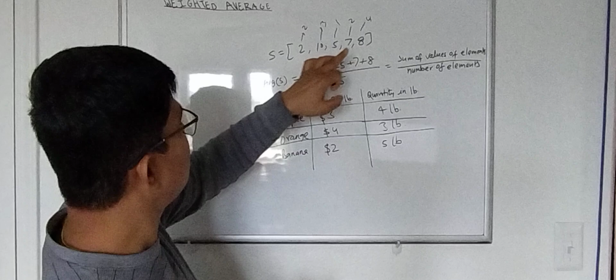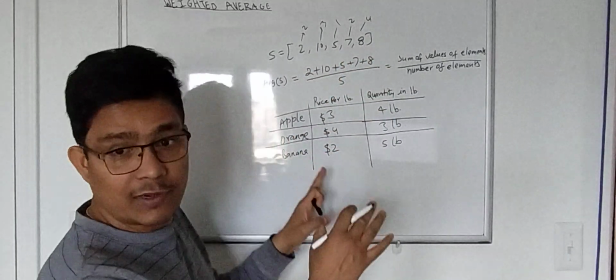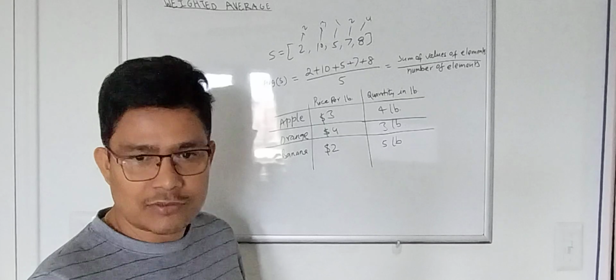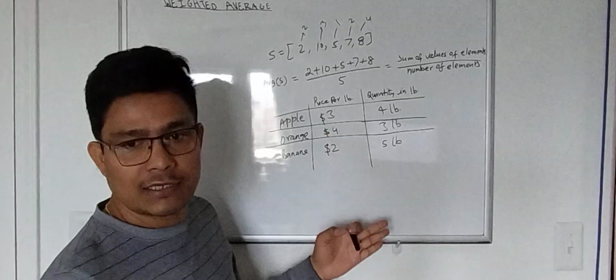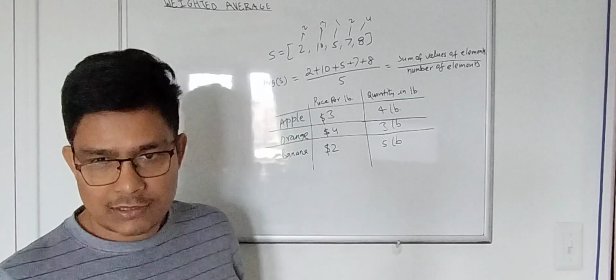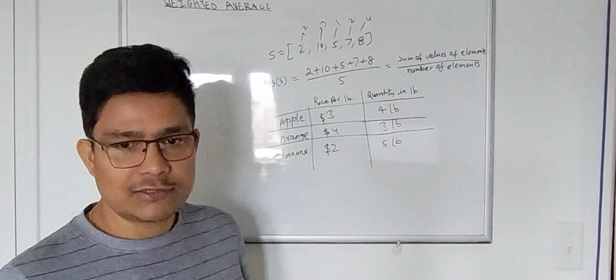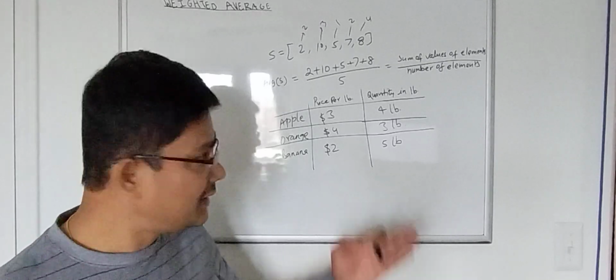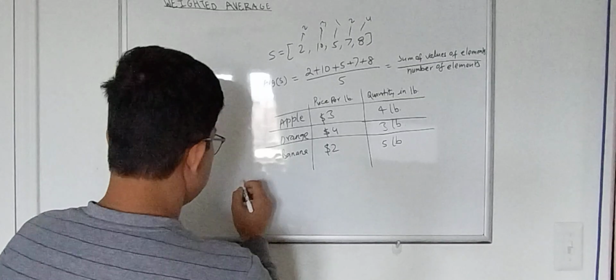Well, this was not a good example, so that's why I thought, okay, some real world example, because you go to the market, you buy different types of fruits, and all these fruits have different price, and you buy different quantity of those fruits. So if someone asks you what is the average price you paid for the fruits, then you will use the concept of weighted average.